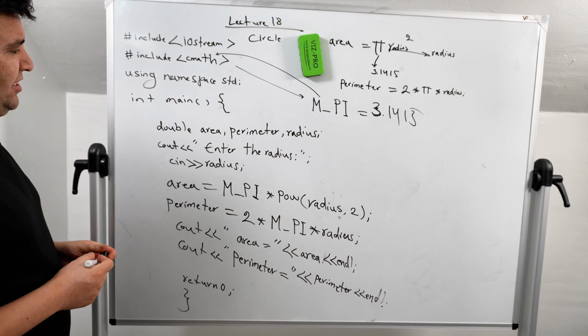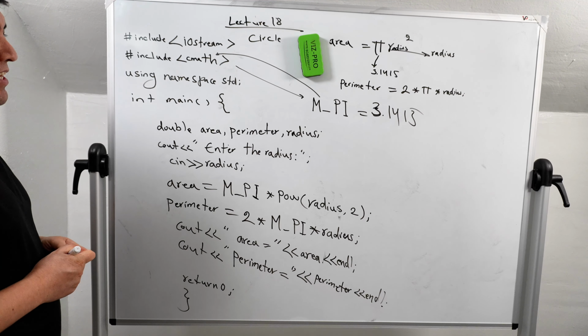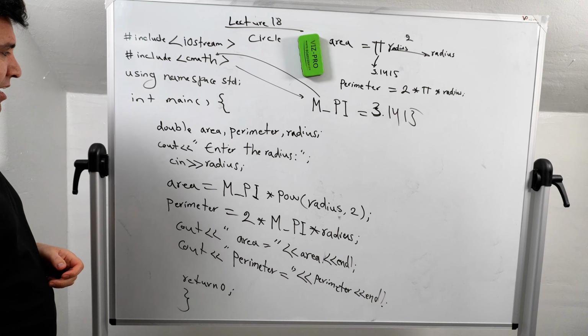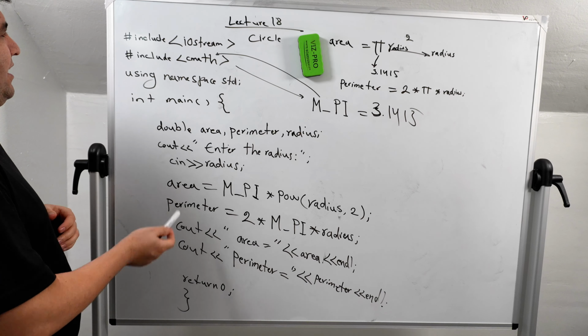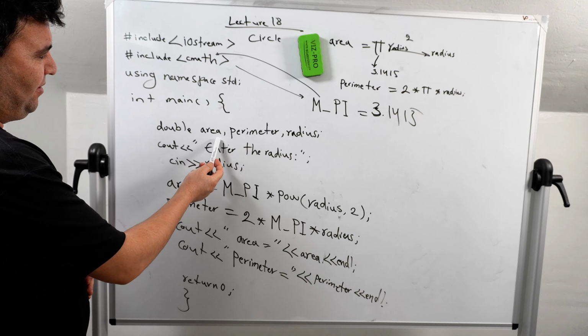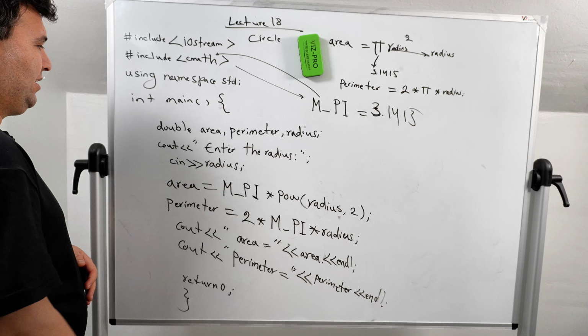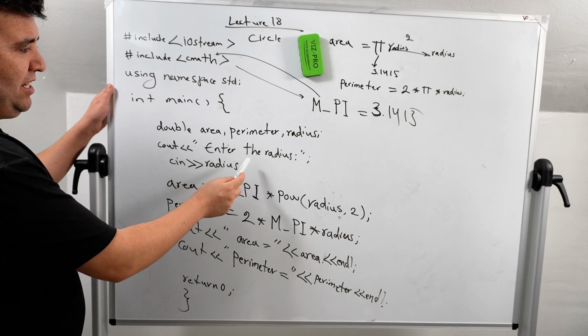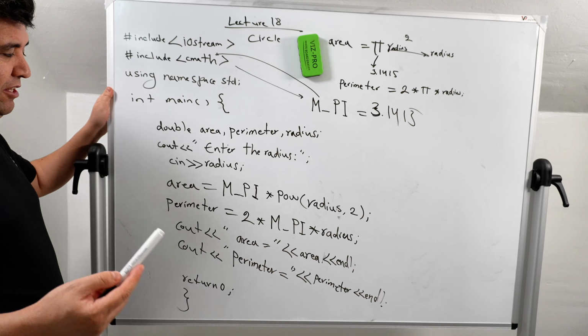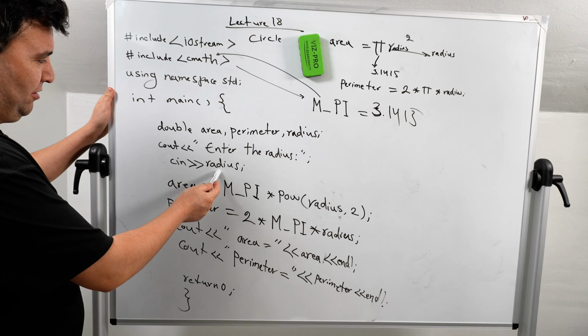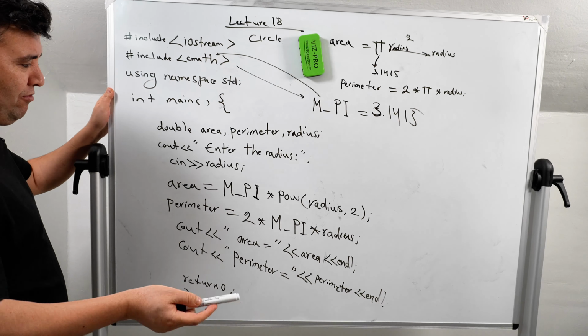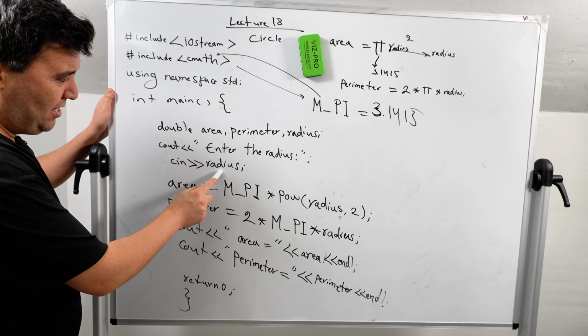Yeah, so this is a C++ program which calculates the area and perimeter of a circle. So first we declare 3 variables. We declare area variable, perimeter variable, and radius variable. And then we cout enter the radius. So we ask the user to enter the radius value. So when the user enters a value from the keyboard, it goes inside the radius.